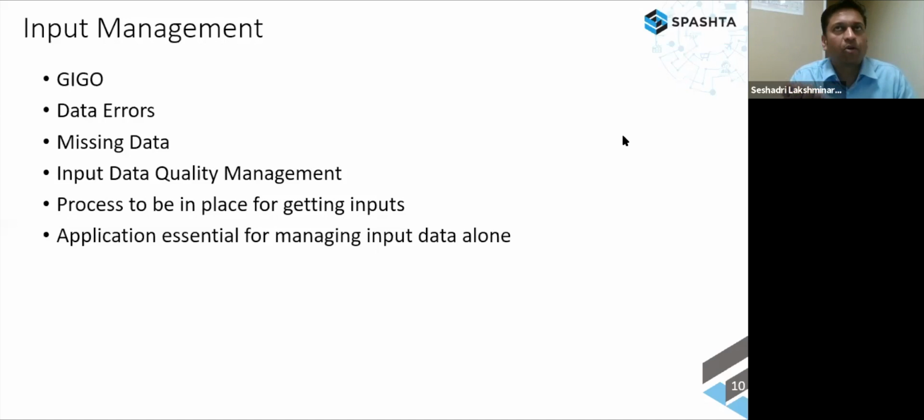Data errors. How do we take care of data errors? There are very simple ways, and there's nothing to learn in this, but there are ways we can try to automate catching errors in the input stage itself. There are ways in which we can automate finding out if there is missing data in the input stream of data itself, instead of waiting for the output to come in. And what needs to be instituted, which I saw happen pretty well when I was at Dell, is a quality management process for input data.